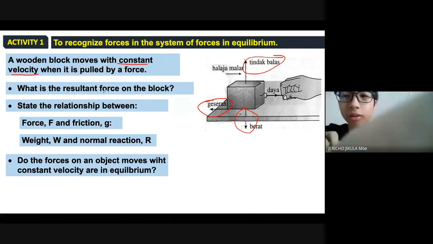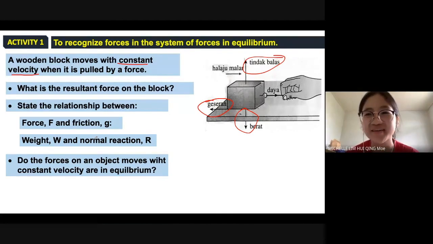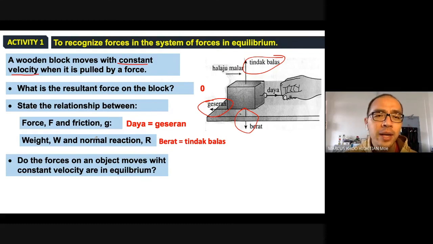State the relationship between the force and the friction. Michelle. Sorry, is Michelle here? They are in equilibrium. So the force and the friction are actually equal to one another. They are in equilibrium. And likewise, the weight and the normal reaction will also be the same. Sorry, I don't know why this slide is in English, but the answer is in Malay. But I think it's okay.